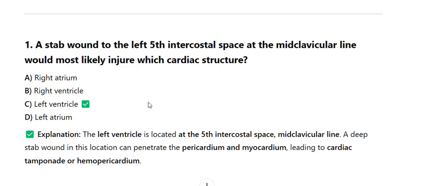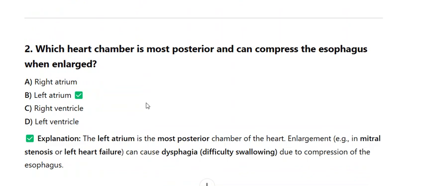2. Which heart chamber is most posterior and can compress the esophagus when enlarged? A. Right atrium. B. Left atrium. C. Right ventricle. D. Left ventricle. Explanation: the left atrium is the most posterior chamber of the heart. Enlargement, e.g., in mitral stenosis or left heart failure, can cause dysphagia, difficulty swallowing, due to compression of the esophagus.